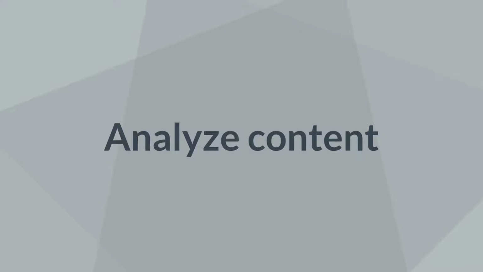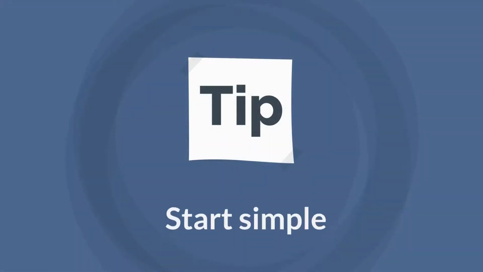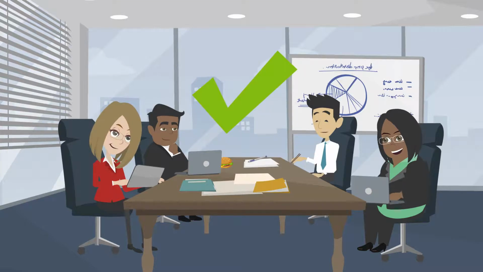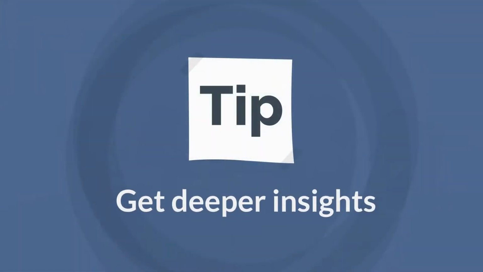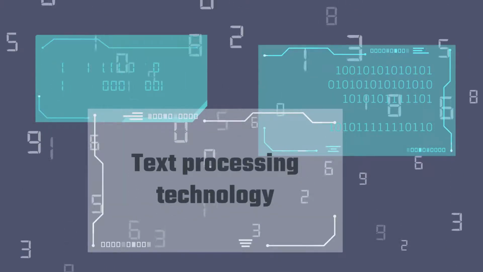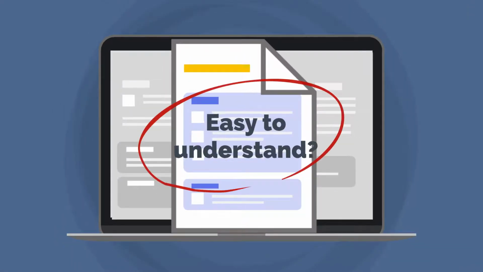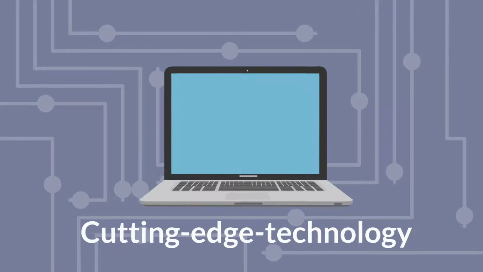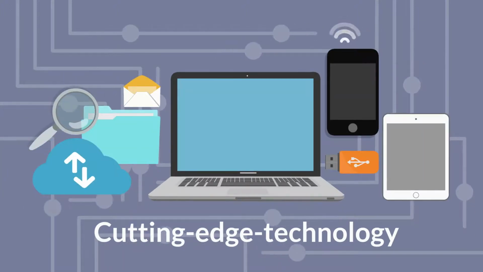Analyze content. Here are some tips. Start simple. For example, check if the mentioned business units still exist. Get deeper insights by adding modern text processing technology. For example, assess how easy the text is to understand. Check automatically if the content matches its intention, with the option of applying cutting-edge technology.